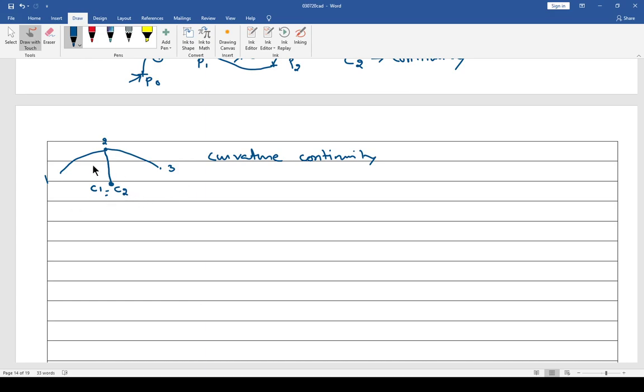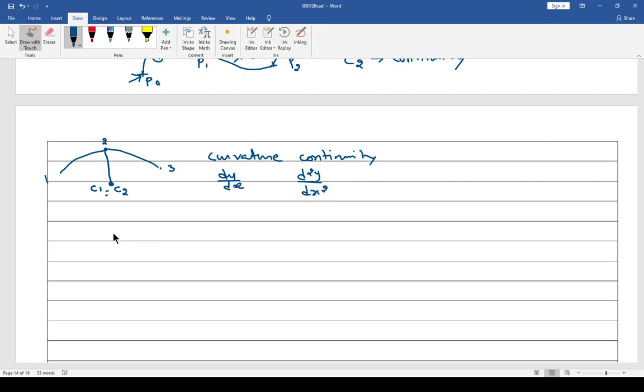The meaning is that tangent continuity means what? I need to worry about the tangent, that is dy by dx. This is my tangent. Curvature means what? d2y by dx square. So this is what I am aware of.